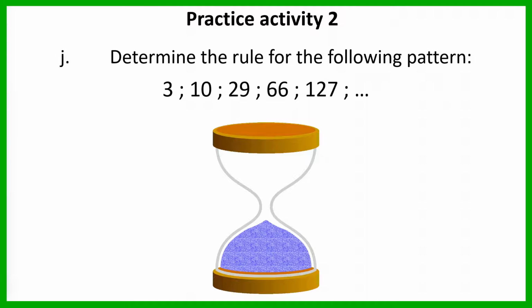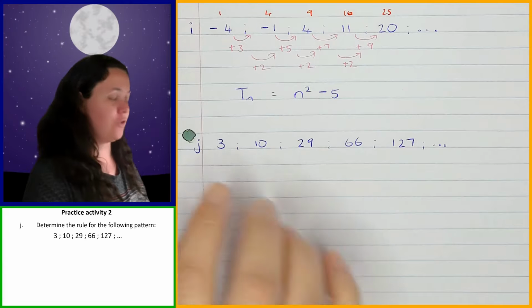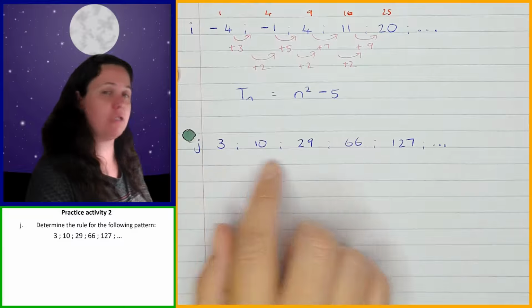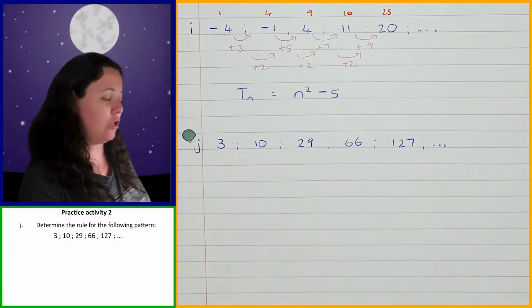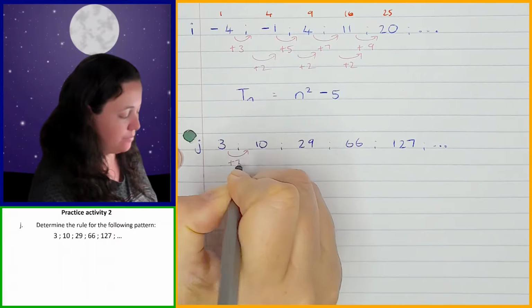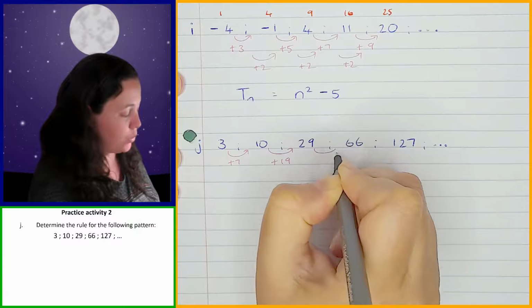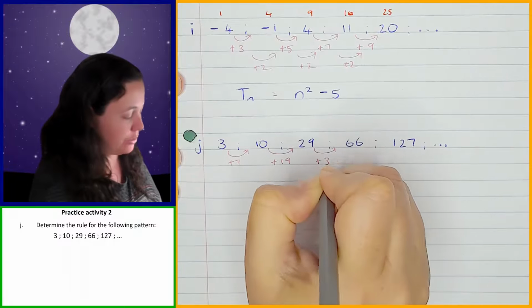Okay, so let's go through that and see what you should have got. So first of all, this doesn't have a constant ratio. So let's go and have a look at our differences. Okay, so 3 to 10, I'm adding 7. From 10 to 29, I'm adding 19. From 29 to 66, I'm adding 37.